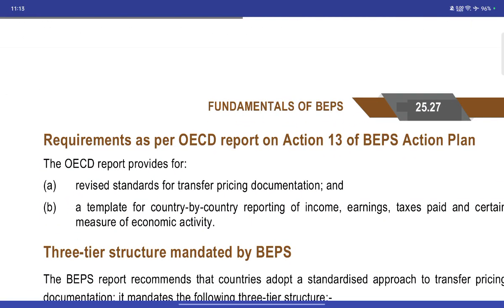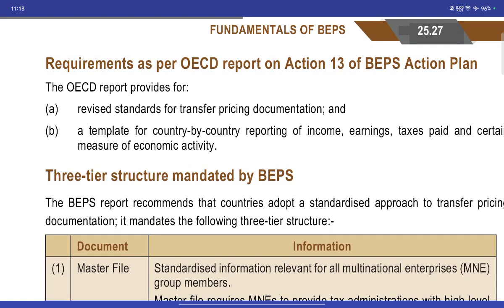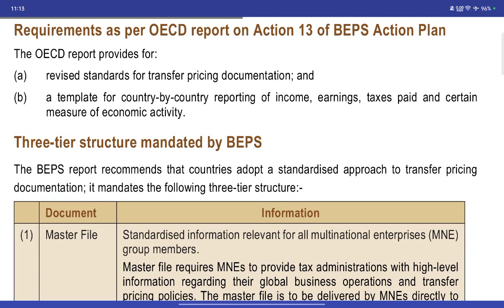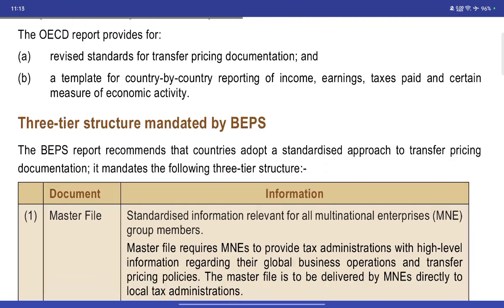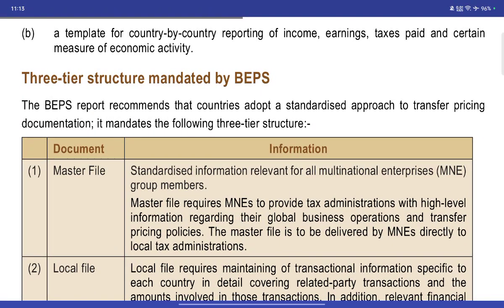Requirement of OECD report Action 13 and BEPS action plan. The OECD report provides the revised standards of transfer pricing documentation and a template of country by country report of income, taxes paid, and certain measurements of economic activities. Three-tier system mandated by the BEPS.